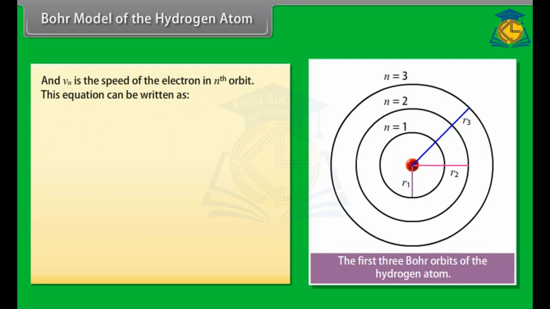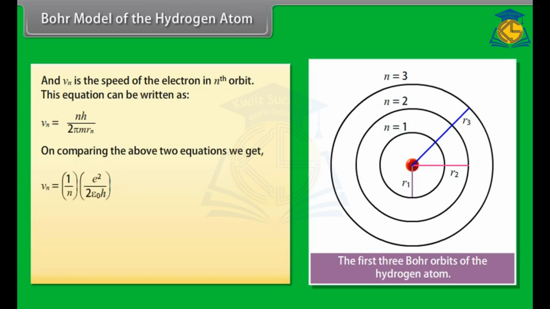And Vn is the speed of the electron in the nth orbit. This equation can be written as Vn equals nh upon 2 pi m Rn. On comparing the above two equations, we get the expression of velocity and radius of the nth orbit. Vn equals 1 upon n multiplied by e square upon 2 epsilon naught h, and Rn equals n square multiplied by h square epsilon naught upon pi m e square, which equals n square a naught, where a naught is equal to 0.529 angstrom.